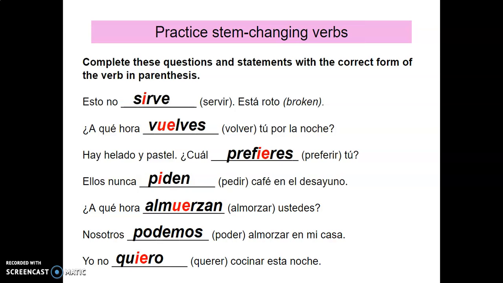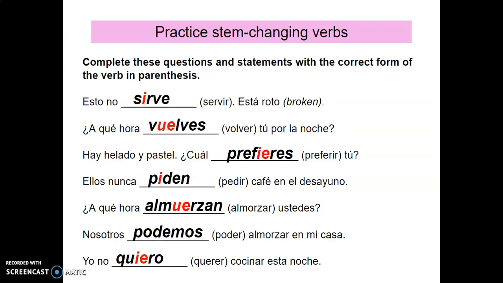Okay, excelente. Esto no sirve. Está roto. Esto is your subject here. Esto, this. So it's one thing, it's a singular thing, so we know we're going to use the third person singular. It's like saying él or ella, right, or it. Esto no sirve. In this case, sirve is meaning it doesn't work, okay? We can say that something sirve or no sirve if we're saying it works or doesn't work when we're describing some object, okay? It can mean serve, as in serving your food. Of course, it can mean serve a purpose, right? So if it's not serving its purpose, it's not working, right? So in this particular sentence, esto no sirve is saying this doesn't work, okay? Está roto. It is broken.